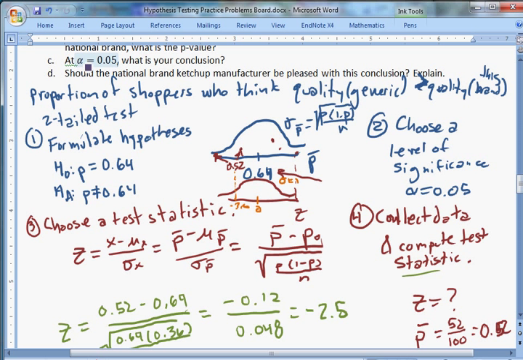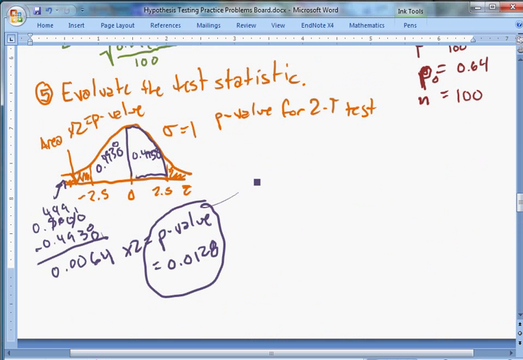So at alpha equals 0.05, what is your conclusion? That's part C. Well, if alpha is equal to 0.05, then that says that any result that's less likely than 5% means we should reject the null. That's too unlikely. There's just no way that the null is true. I mean, it's not that there's no way. It's just sufficiently unlikely we're going to disbelieve it.